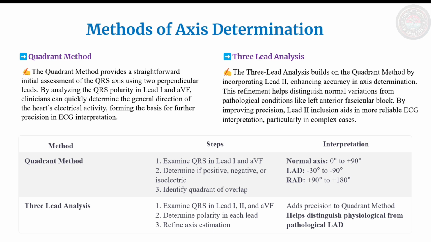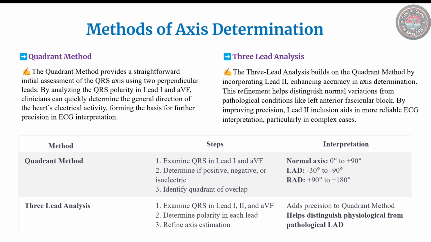Methods of axis determination. Determining the cardiac axis from an ECG can be done using 2 primary methods. Quadrant method. The quadrant method is a quick and efficient way to determine whether the axis is normal or deviated. It involves analyzing the polarity of QRS complexes in leads 1 and AVF.